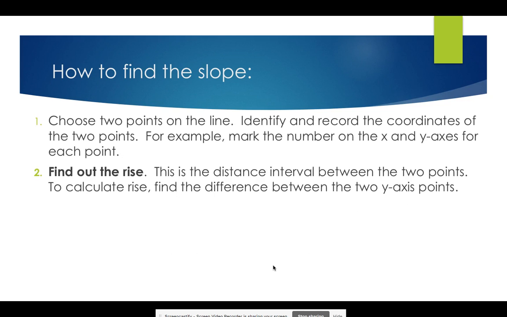The next step is to find the rise. This is the distance interval between the 2 points. To calculate rise, we're going to find the difference between the 2 y-axis points that we have chosen.